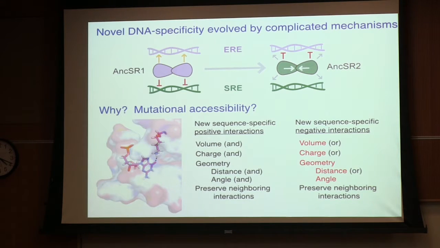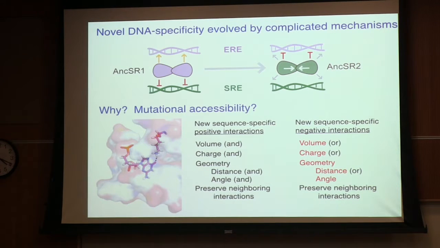You need some kind of a clash. You could have an incompatible volume, or you could have an incompatible charge, or you could have incompatible geometry. The only thing you have to maintain is to preserve the neighboring interactions that maintain the generic form of binding to the other response element.